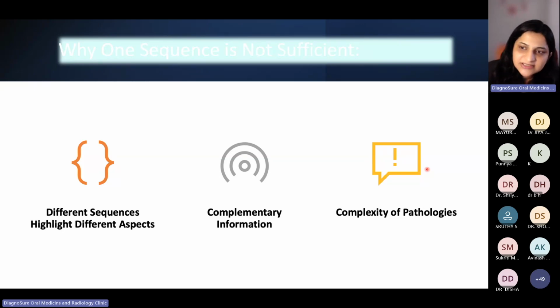Many conditions exhibit varying characteristics, like we've just seen. Multiple sequences are required to detect and differentiate between different types of abnormalities, and thus they ensure accurate diagnosis, which obviously leads to better treatment.